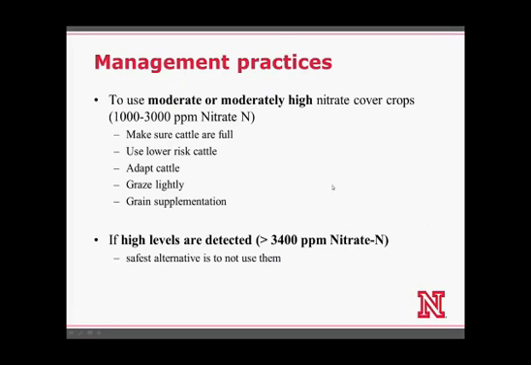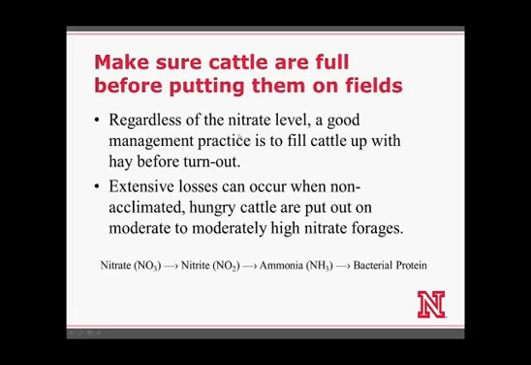So there are some management practices that you can use to reduce risk when grazing moderate to moderately high nitrate cover crops. These 5 management practices are making sure the cattle are full before you turn them out, using lower risk cattle, adapting those cattle, grazing the forages lightly, and grain supplementation. For any samples that are at severe risk, so greater than 3400 parts per million, the safest alternative is not to use them.